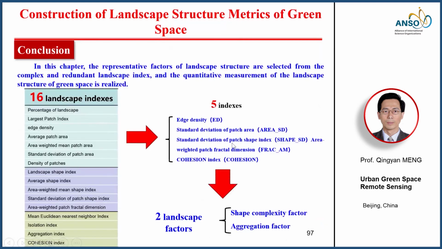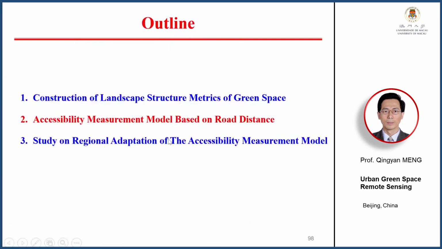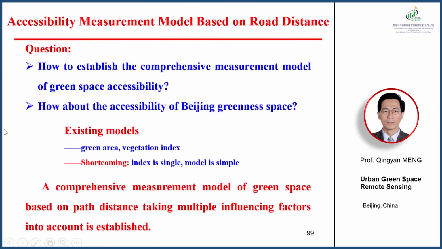Then we construct the representative factors of the landscape pattern from the 16 landscape indices. We choose the five indices here and the 2 landscape factors here, and use them in the coming studies to study the accessibility measurement model based on the road distance.